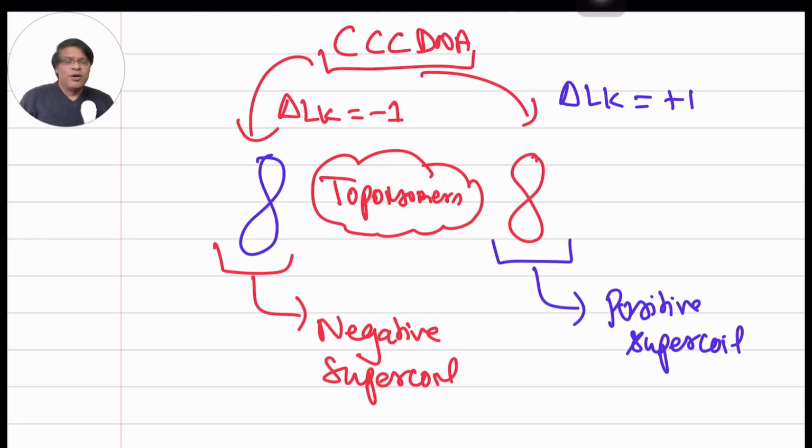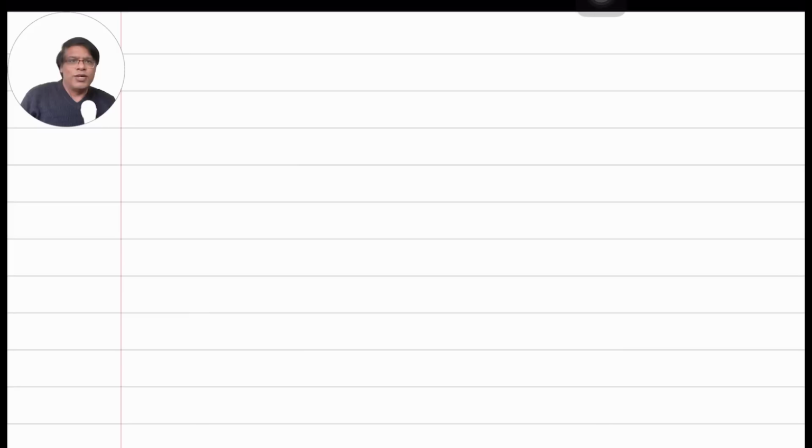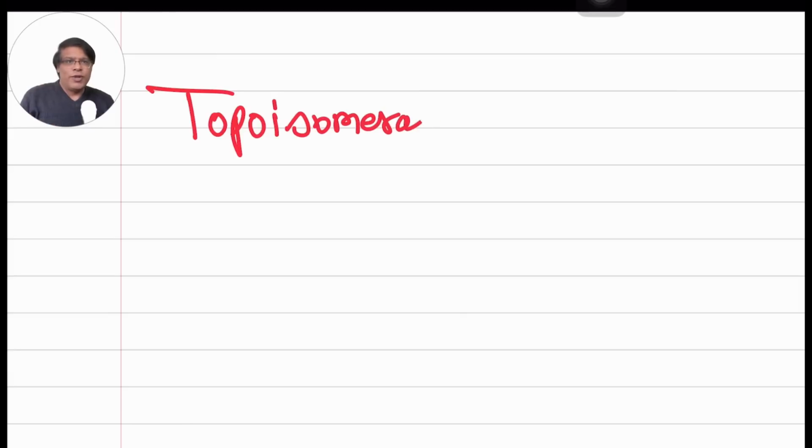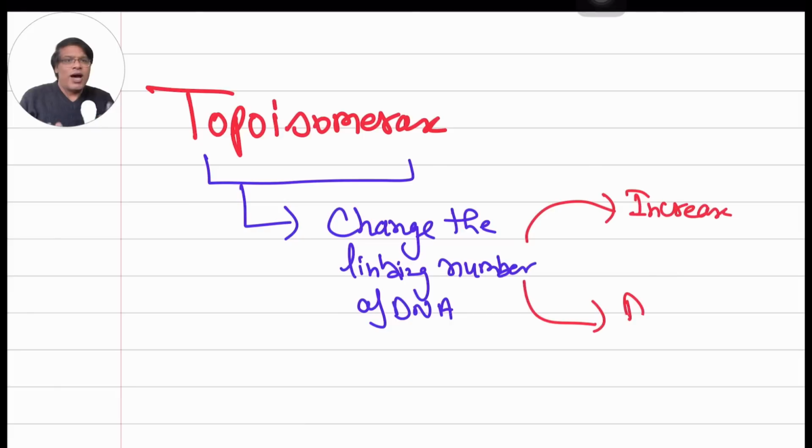They are known as topoisomers. Hopefully it is clear to you what is topology, what are topological properties, and what are topoisomers. Now here, the enzymes topoisomerase actually change the linking number of DNA. They can either increase the linking number or decrease the linking number. So keep in mind, topoisomerases are the enzymes which change the linking number of the DNA.